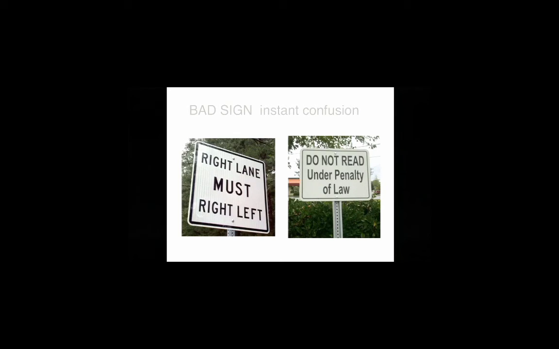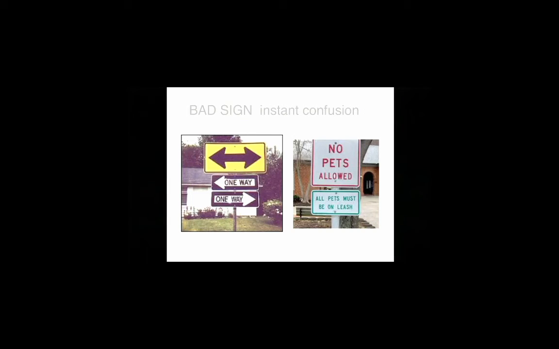So here's an example, some bad signs. I have no idea what the one on the left is supposed to mean. The one on the right, maybe you're not supposed to read while you're driving. I don't know, but it's not really that clear. And here are some other signs that cause instant confusion. So imagine people arriving at your website and freezing because they don't know what to do, where to go, or what to think. It's the same with these signs.